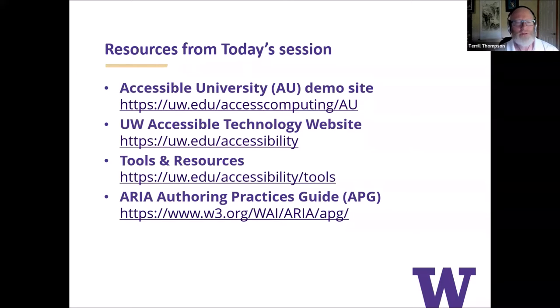A lot of information about accessible technology, sort of our hub for communicating to the university, is the UW Accessible Technology website at uw.edu/accessibility. I'm going to be demonstrating a few accessibility checkers so we can try to identify what the problems are using different tools. There's an annotated list of tools at uw.edu/accessibility, again, our site, with /tools on the end to get to the tools page.